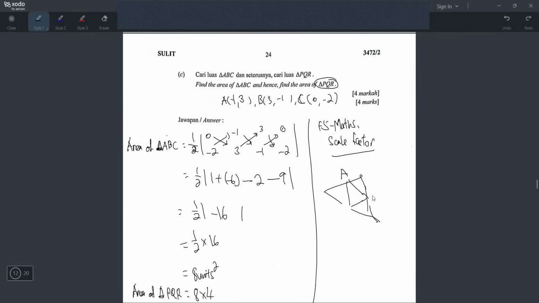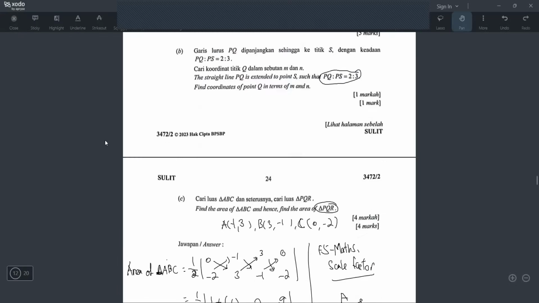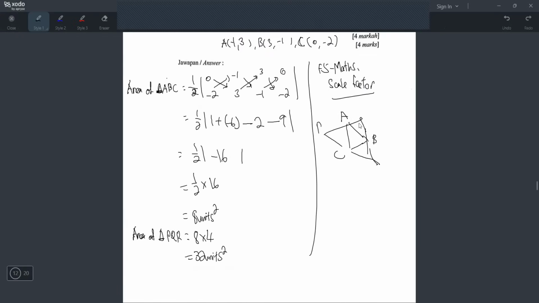Okay, the B is here, and then the C is here, and then where is PQR? So PQR like that. Okay, I want you to listen carefully. This A is the midpoint. This C is also the midpoint. The B is also the midpoint. It means what is the scale factor of the big triangle to the small triangle?